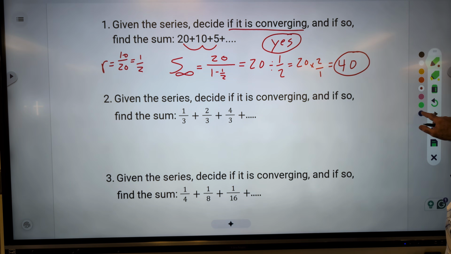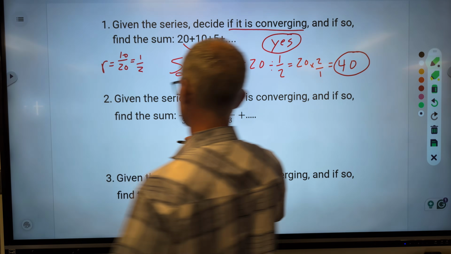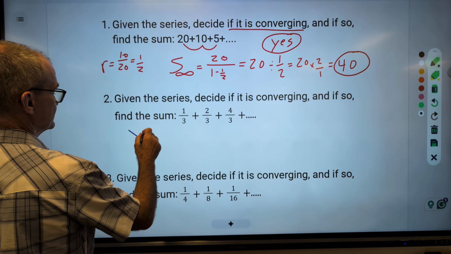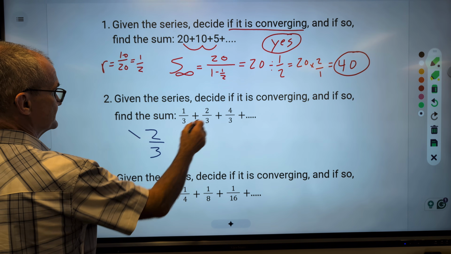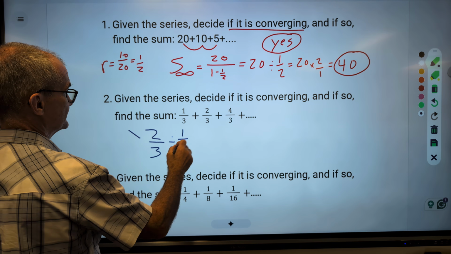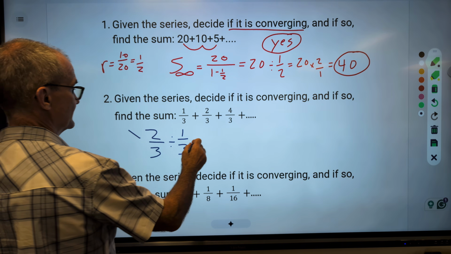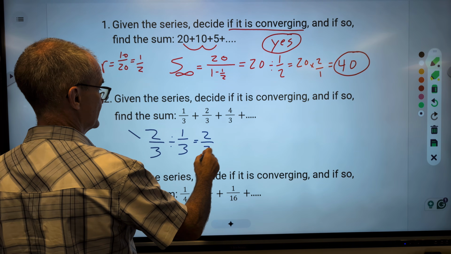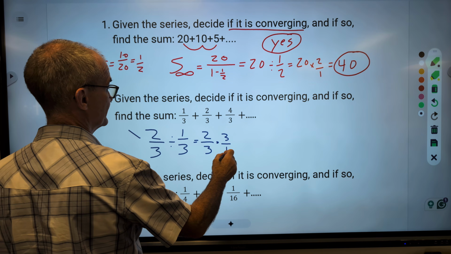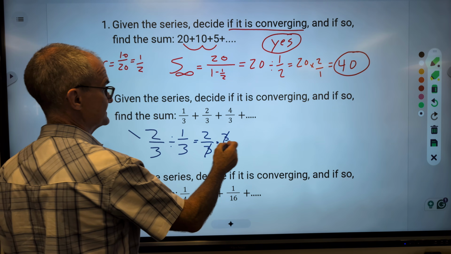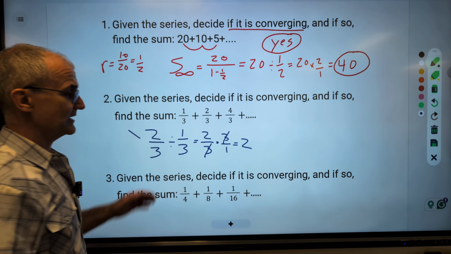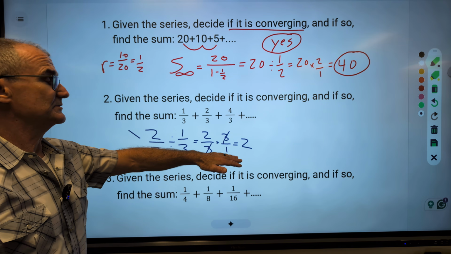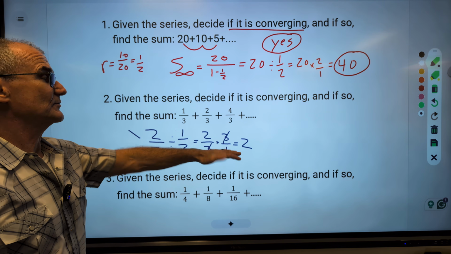Okay, on number 2 here, I'm going to take that term, 2/3, divided by the previous term, 1/3, which is equal to 2/3 times the reciprocal, 3/1. My 3's cancel, and my common ratio is 2. 2 is greater than 1, therefore it's diverging.